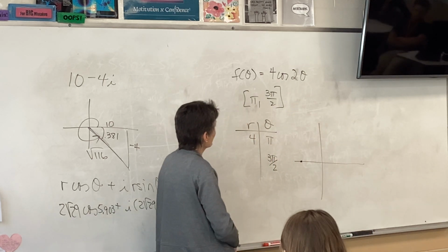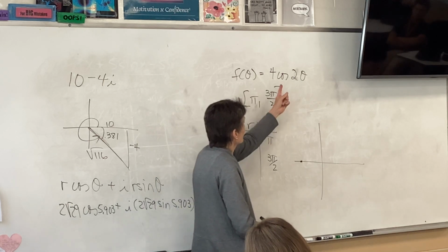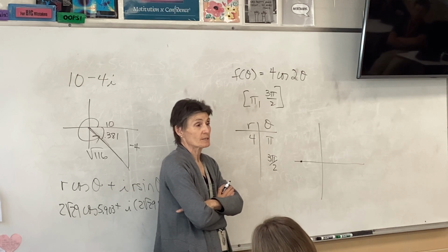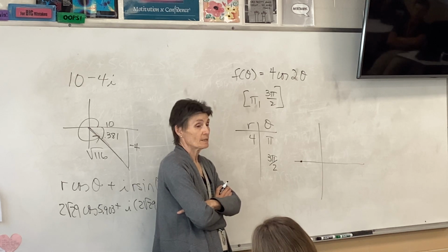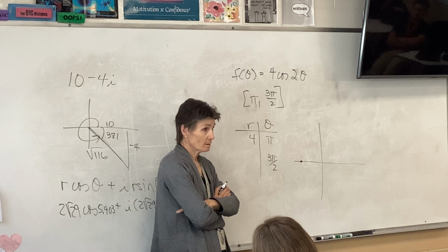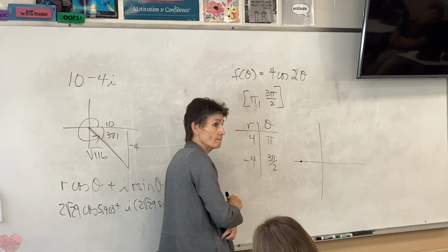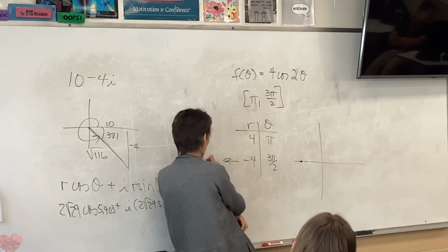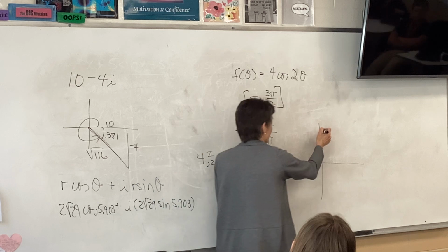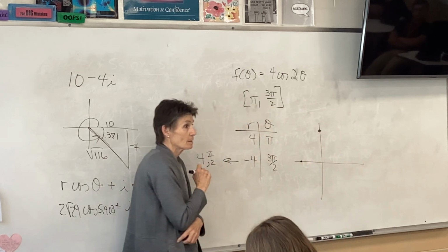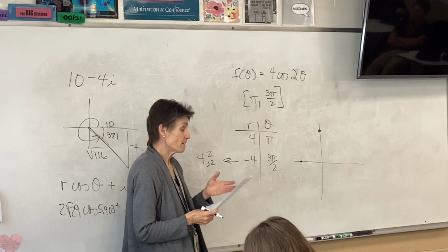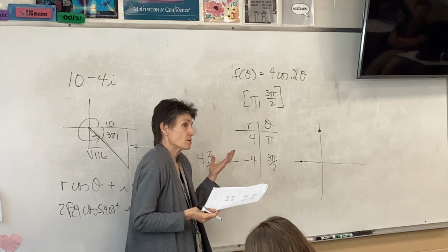Now let's put in 3 pi over 2. What happens when we put in 3 pi over 2? We get cosine 3 pi, which is the same as cosine of pi, which is negative 1. So this is negative 4. Where does that point get plotted? That point gets plotted at 4 comma pi over 2. So when I look at what I've been given, only one of those graphs contains those 2 points.